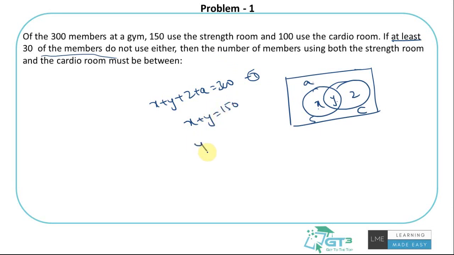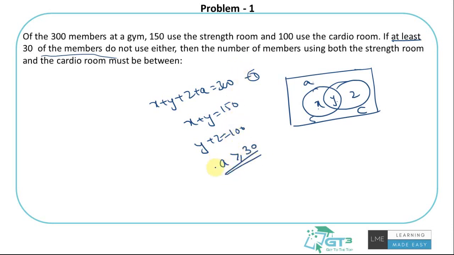And 100 use the cardio, that is Y plus Z is 100. And what is another clue? They are saying there are at least 30 members. So A should be greater than or equal to 30. It could be 40, 50, 60, I don't know. It could be any number, but it should be at least 30 members who do not use both equipments. Basically, none of the equipments are used by these 30 people, or maybe more than that. I need to know that.